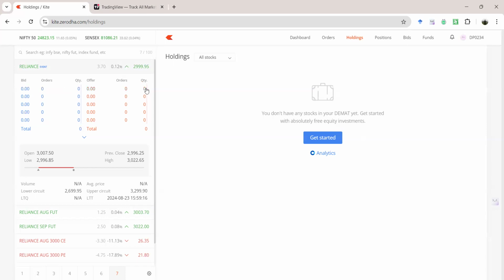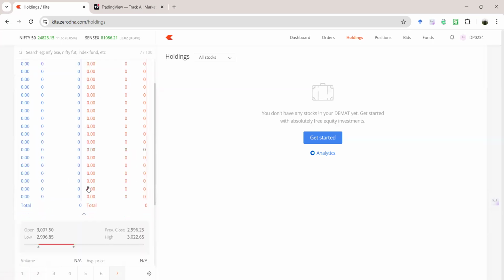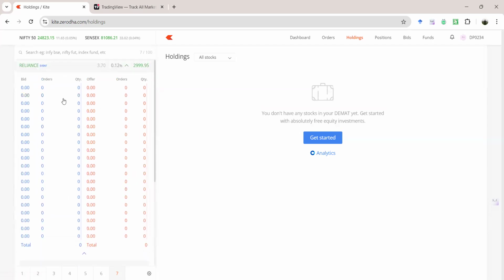There will be an offer. There will be people who are willing to sell. The orders will be seen as the number of people. There will be 10 people, 15 people, 100 people, and there will be a quantity. The number of quantity will be visible, but we will not know which person is selling how many quantities. So it will show the combined offer, and there will be 5 orders visible here. But we can increase it to 20 in Zerodha. So market depth can be increased to 20.